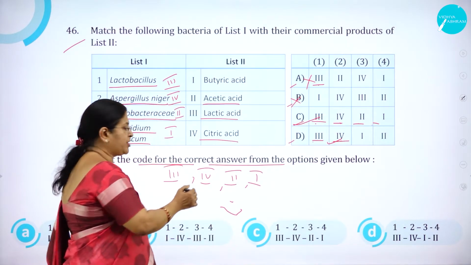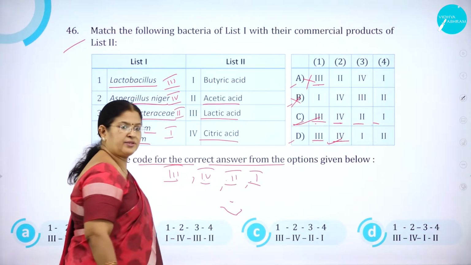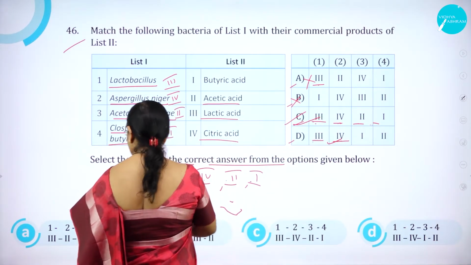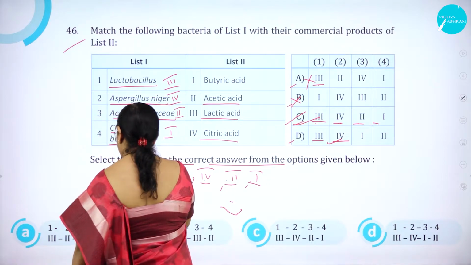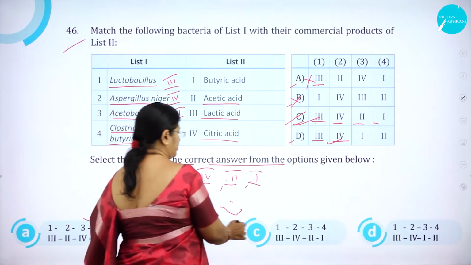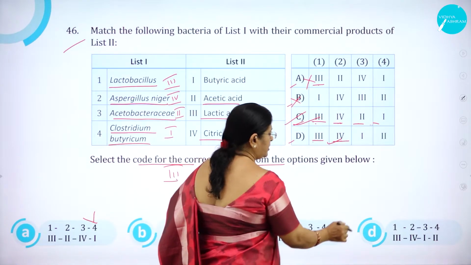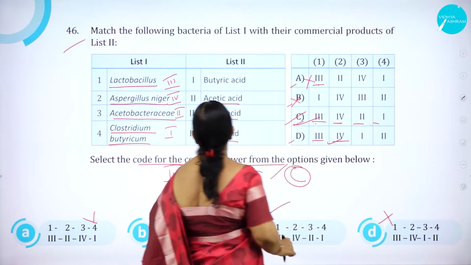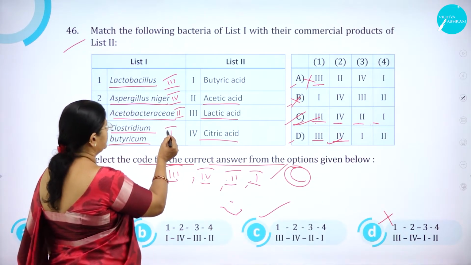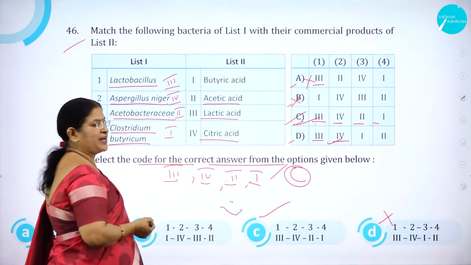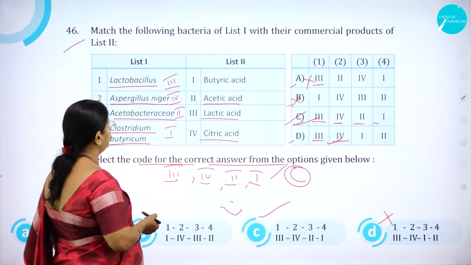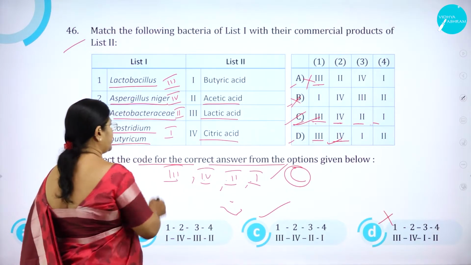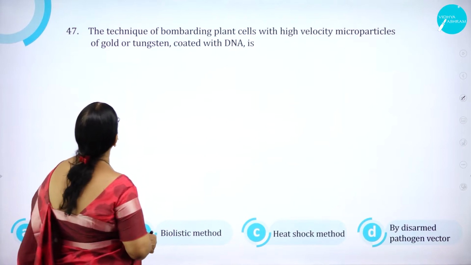Which is the option where you come across 3, 4, 2, 1? Option C. Here it is wrong: 2, 3, 2, 4, 1. 1, 4, 3, 2. 3, 4, 2, 1, correct. 3, 4, 1, 2, wrong. So option C is correct. 3, 4, 2, 1: Lactobacillus, lactic acid. Aspergillus niger, citric acid. Then Acetobacteriaceae, acetic acid. Then Clostridium butyricum, butyric acid.